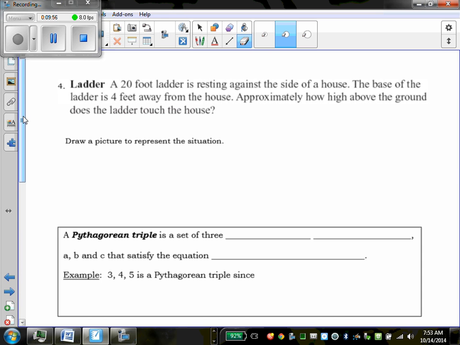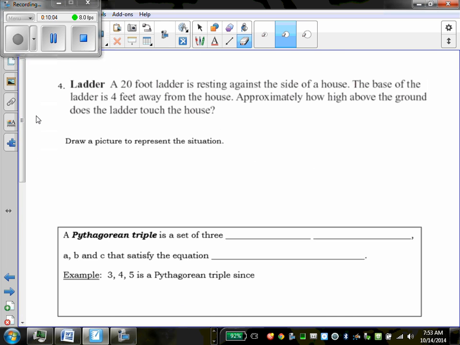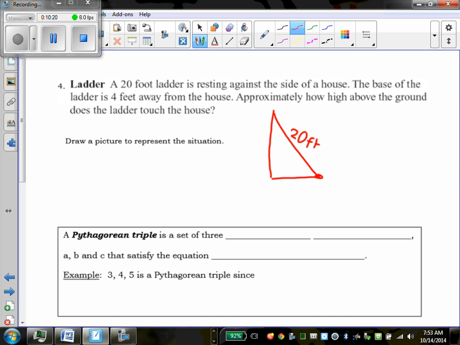All right, we're going to go through one more example, and then we have a little bit in the way of notes, but we're almost done. Okay, last example. A 20-foot ladder is resting against the side of a house. So we have a ladder that's 20 feet long on the side of a house. The base of the ladder, where the ladder starts, is 4 feet away from the house. And we need to estimate how high above the base of the house the ladder hits the house. That's our picture right there.